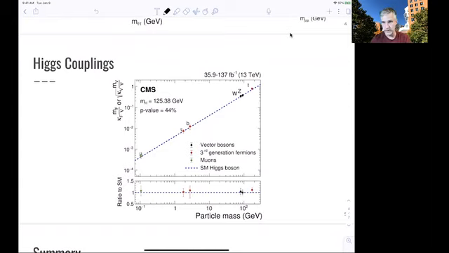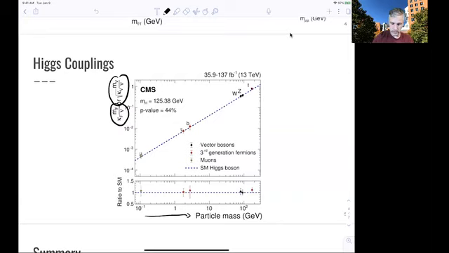And this is a beautiful plot here, which shows the Higgs coupling on one axis, either to the fermions or the bosons, versus the mass of the particle. And so you find your favorite particles: the top, the W, the Z, the bottom, the tau, and the muon. Those are the ones where we can actually measure the coupling.